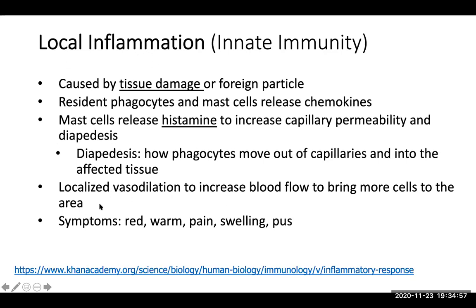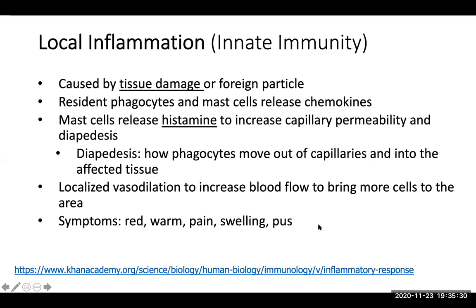When you have localized inflammation, you're going to have redness and warmth, warmer than the rest of the areas of the body. Usually there's plenty of pain involved, and that pain can be due to both the damaged tissue and the swelling of all this extra blood flow. And then once your white blood cells have started working on fighting the infection, you can get the formation of pus. Okay, so that's localized inflammation.